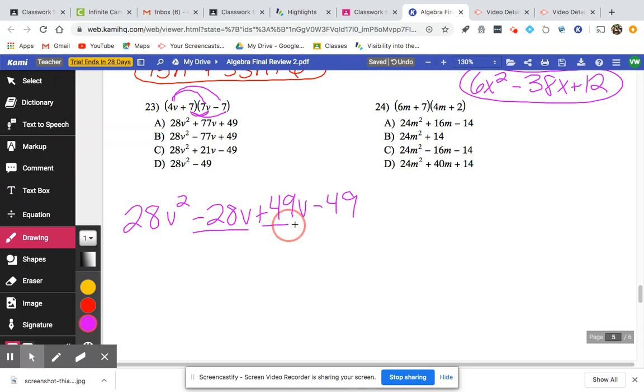Combine the stuff in the middle, and you get 28v squared. Negative 28 plus 49, in other words, 49 minus 28, which is 21. Or positive 21, in fact. So 21v minus 49. And that is letter C.